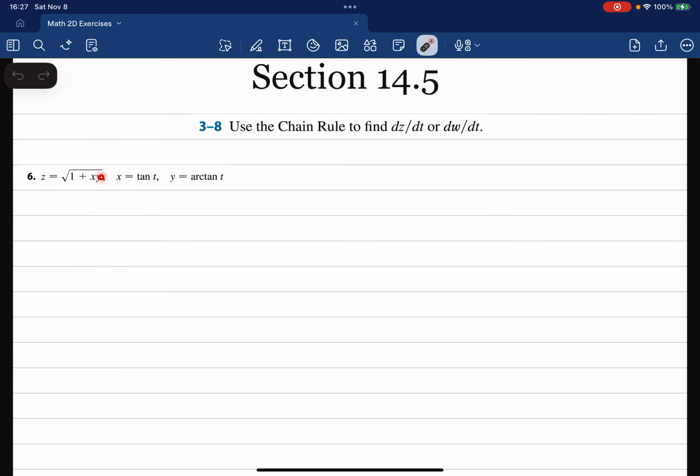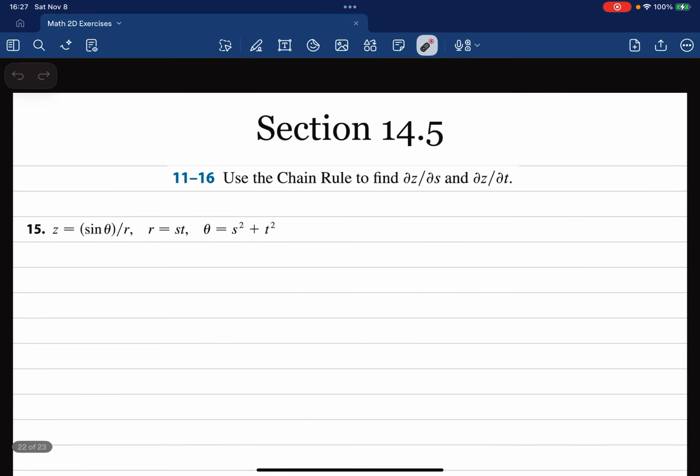So they give z as a function of x and y, and then they give x as a function of t and y as a function of t. In the next part, we're going to use the chain rule to find partial z with respect to s and partial z with respect to t. And here z is given by sine theta over r, where r is a function of s and t, and theta is also a function of s and t.